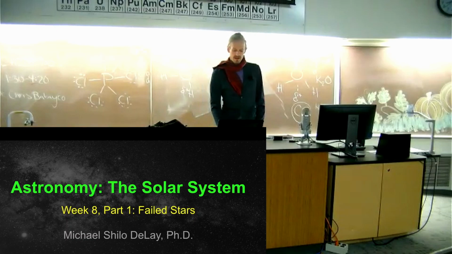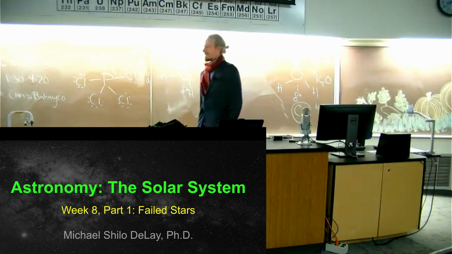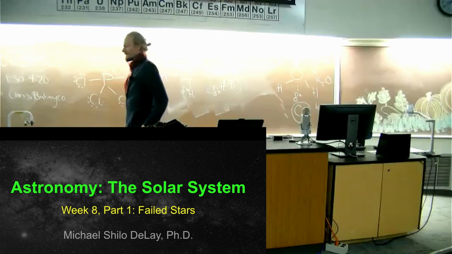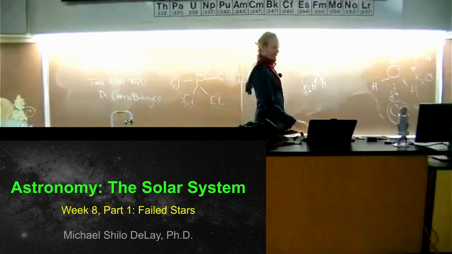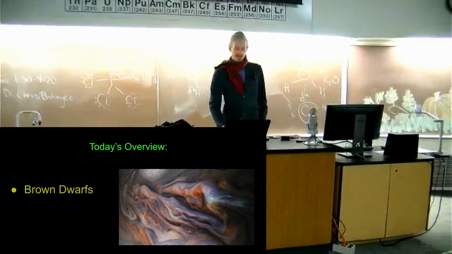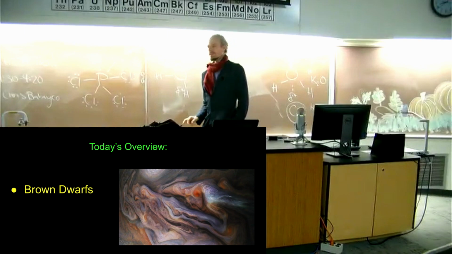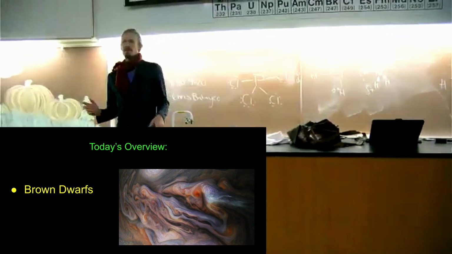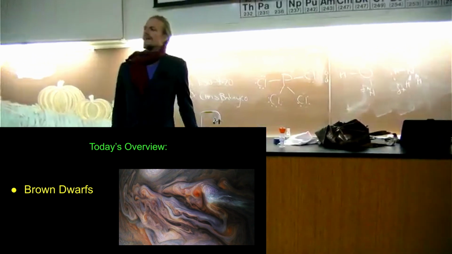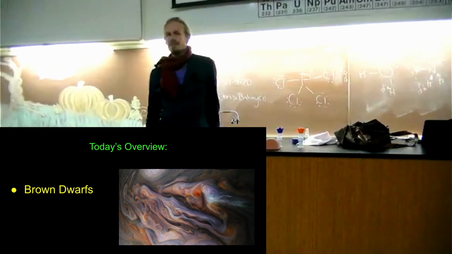Today, we are going to get into the giant planets, and we'll finish it up on Thursday. But one thing that we can't avoid when talking about giant planets is this class of objects called brown dwarfs, which are, I think, my favorite kind of objects in the universe.